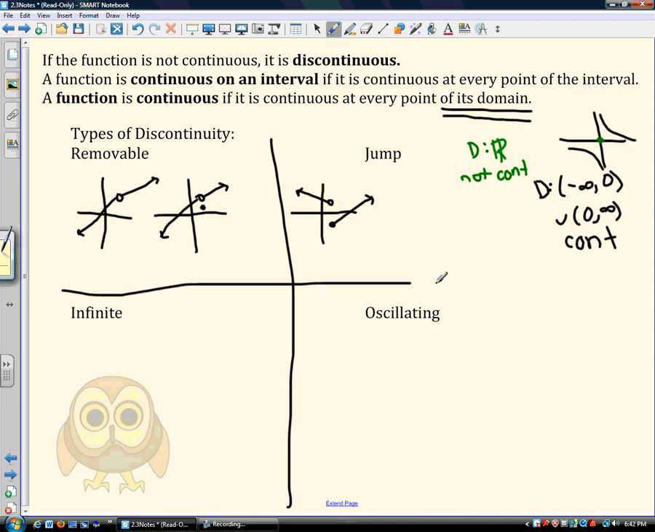And infinite discontinuity is when we have vertical asymptotes, not horizontal asymptotes. So if it's going to positive or negative infinity, then that's a point where it's discontinuous.